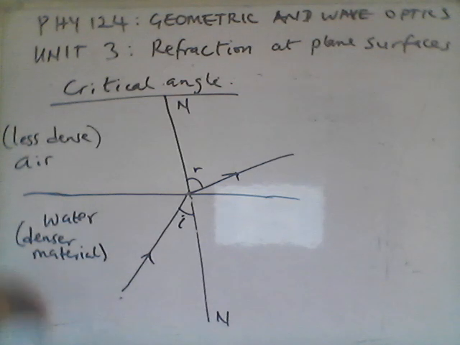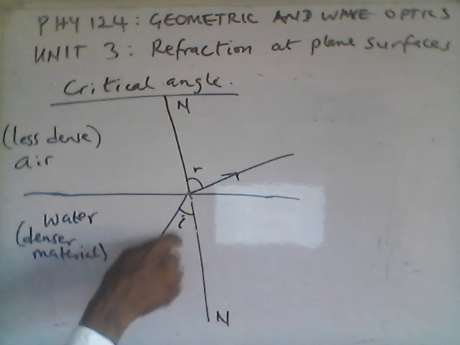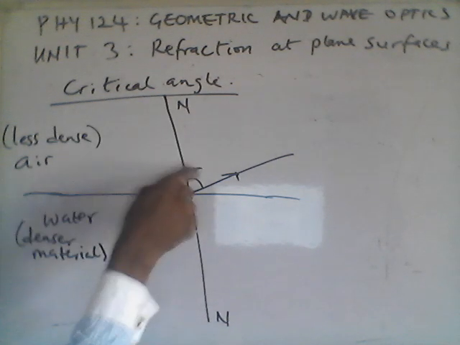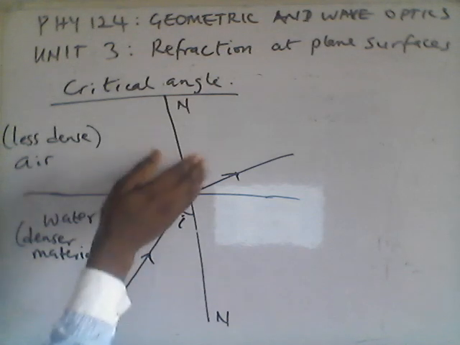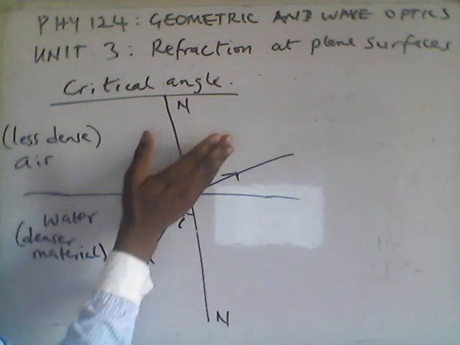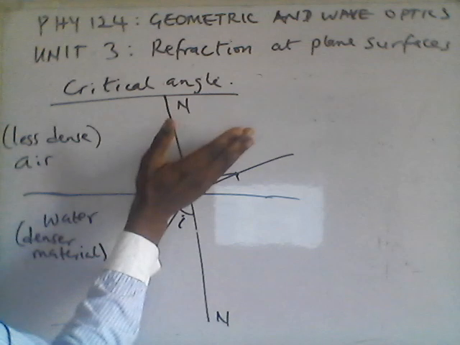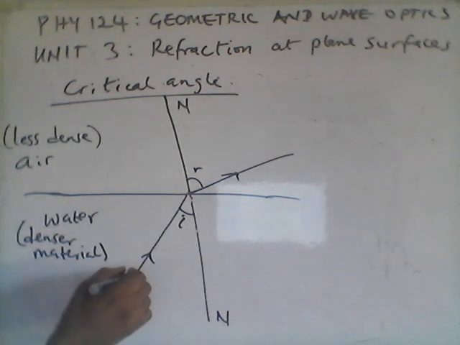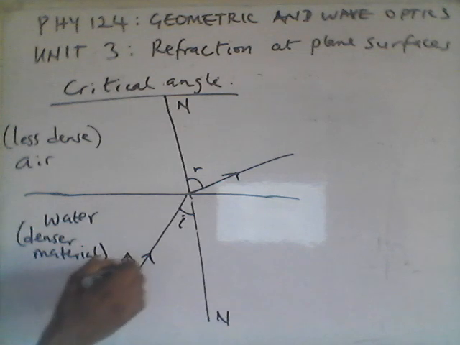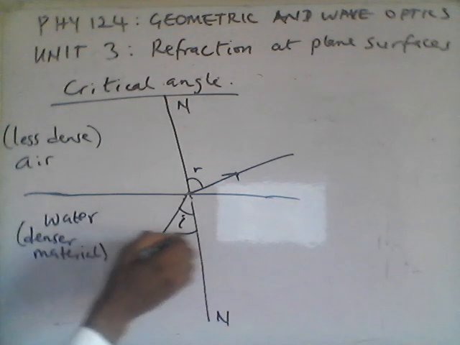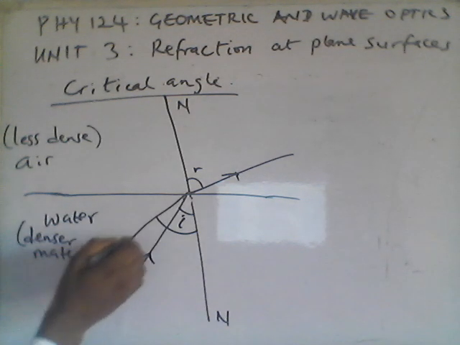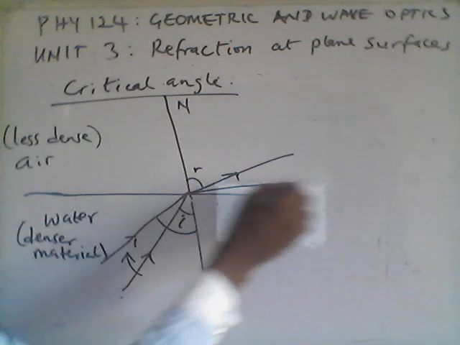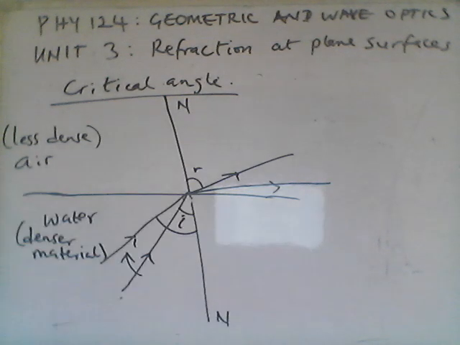If I'm going from a denser material to a less dense material, my refractive index should not be more than 1. Why? Because the angle of refraction is bigger, since the refracted ray is bending away from the normal. Now, even if we increase the angle of incidence again, you see that the angle of refraction will still bend further away.